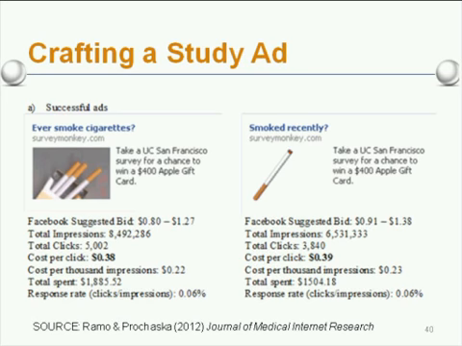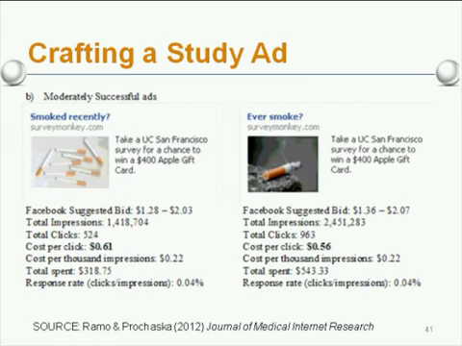And you can also see the text here. It's very clear. The text is, that's right here. Take a UC San Francisco survey for a chance to win a $400 Apple gift card. I don't know. I might click on that. I would like $400 to spend in the Apple store. I'm halfway to the cost of an iPad, right?